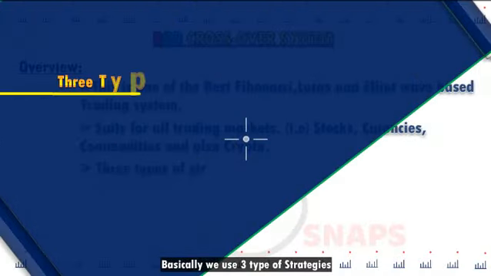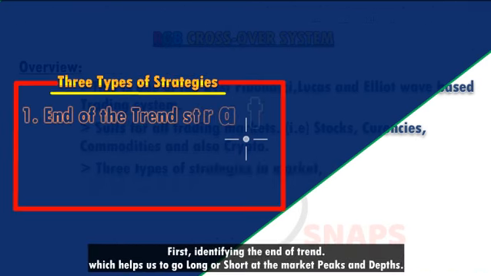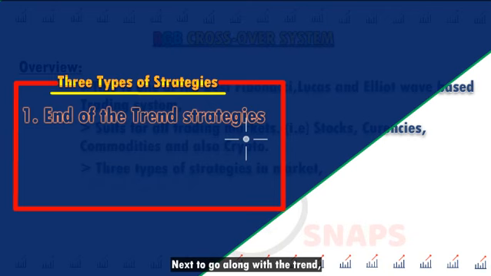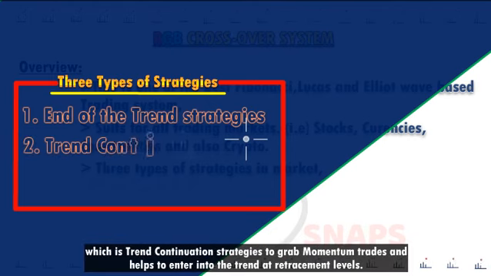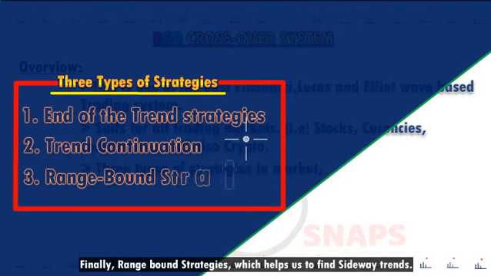Basically we use three types of strategies. First, identifying the end of trend, which helps us to go long or short at the market peaks and depths. Next, to go along with the trend, which is trend continuation strategies, to grab momentum trades and enter into the trend at retracement levels. Finally, range bound strategies, which help us to find sideways trends.